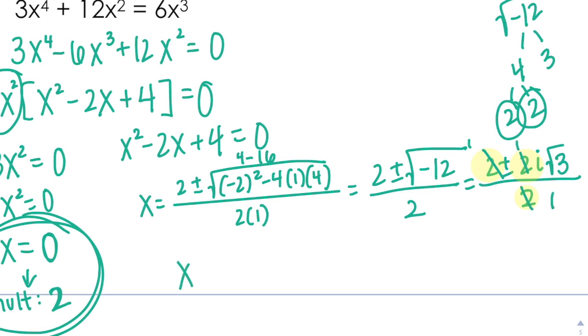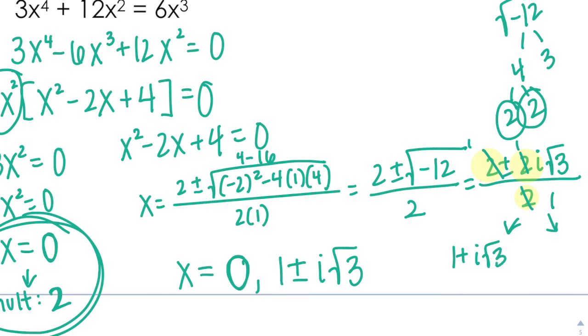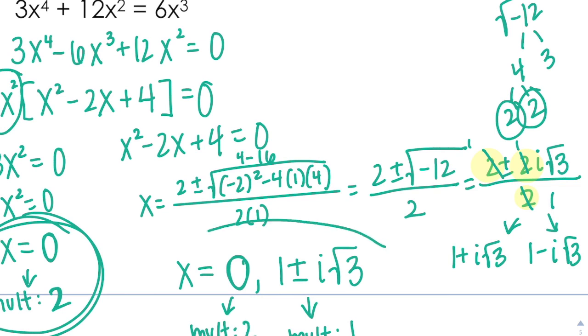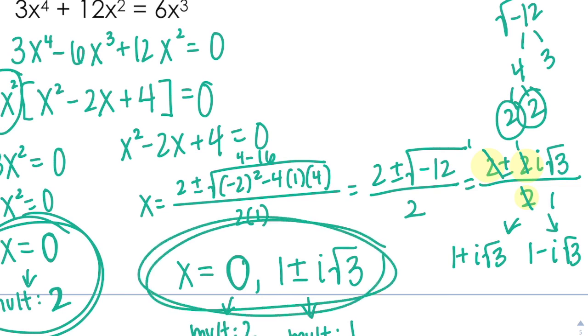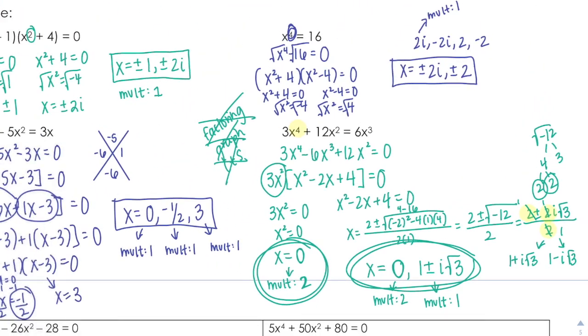So one of my answers was 0. My other answers are going to be 1 plus or minus i root 3. And remember, that's two different answers: 1 plus i root 3, and 1 minus i root 3. Each one has a multiplicity of 1. Well, the 0 had a multiplicity of 2 because it was x squared. Although this was x squared, you get plus or minus, which kind of breaks down the multiplicity. So 2 and 1 and 1 makes 4. You know you did it correctly.